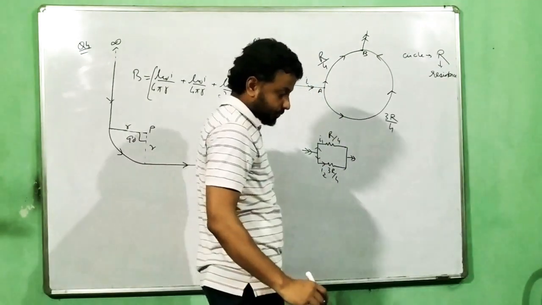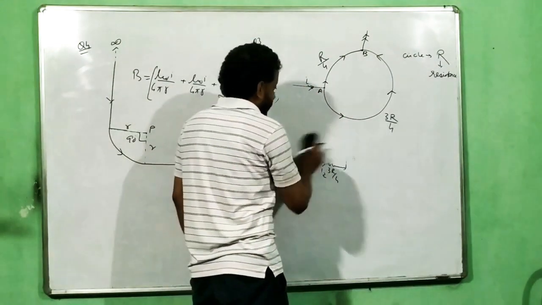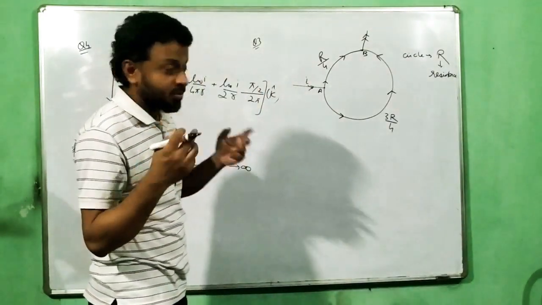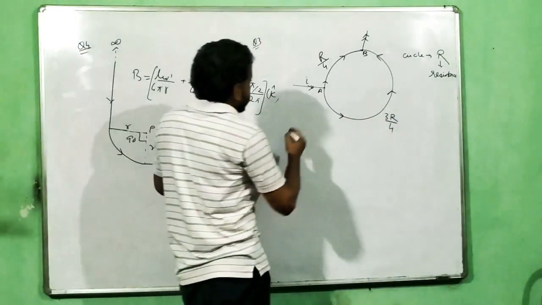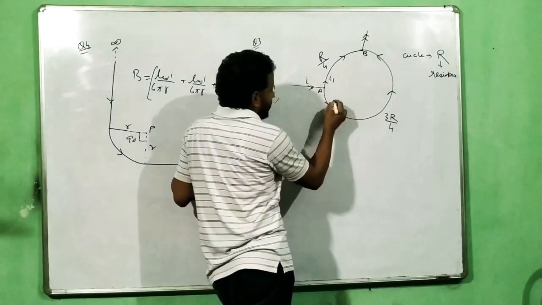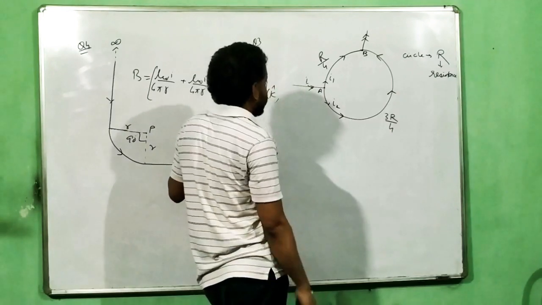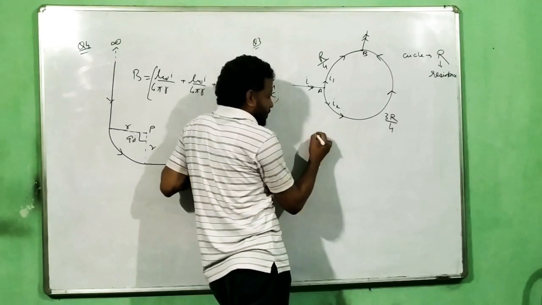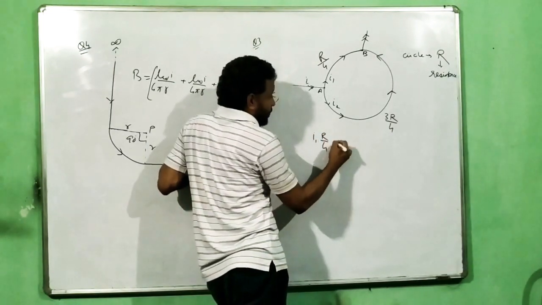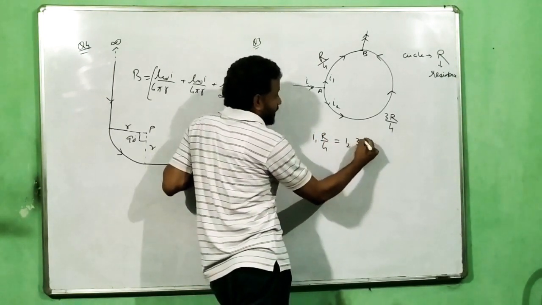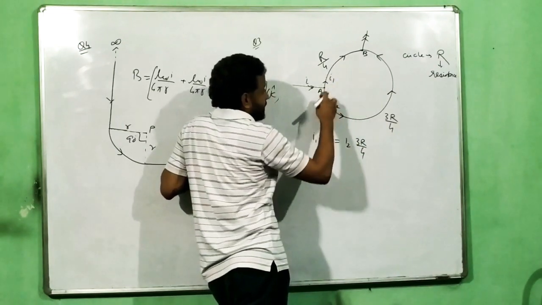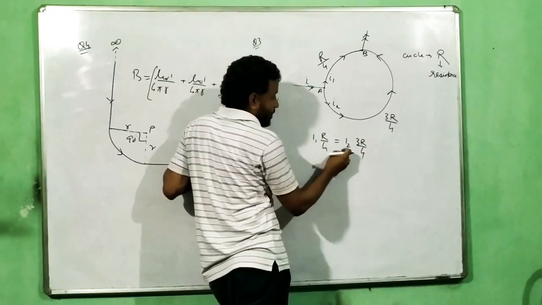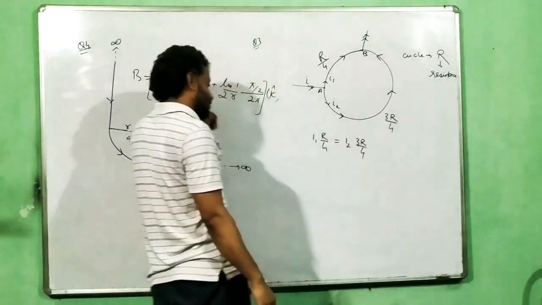Since it is in parallel and we don't have to find a numerical value, I can use a very interesting trick here. I1 into R by 4 must be equal to I2 into 3R by 4. I1 into resistance, I2 into resistance. That means the potential should be the same. So I1 into R by 4 equals I2 into 3R by 4.